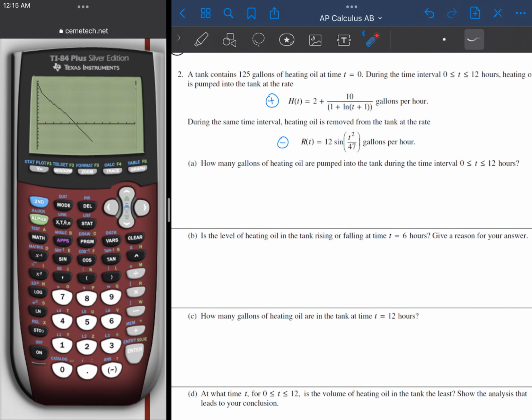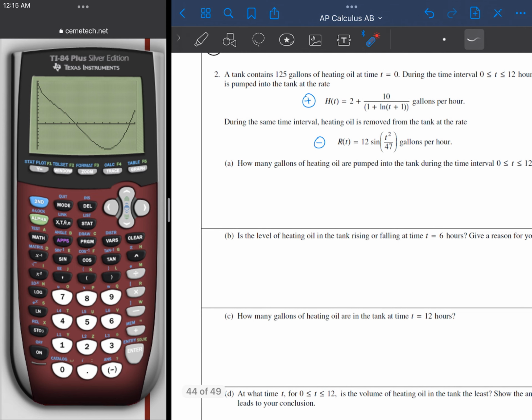How many gallons of heating oil are pumped into the tank during that time interval? Okay, so it's purely asking about the positive amount, only talking about into. It's not talking about the overall levels, just how much is going into. It's only talking about the positive rate. So we're only talking about capital H, not capital R.